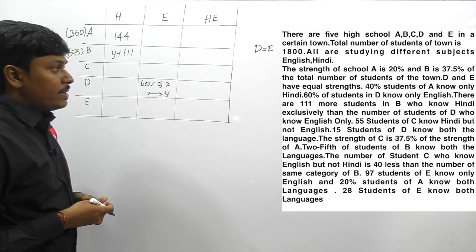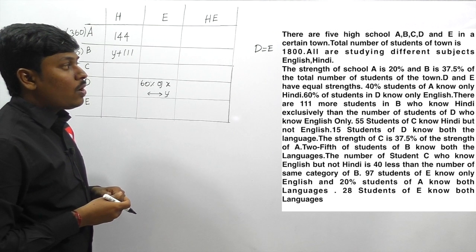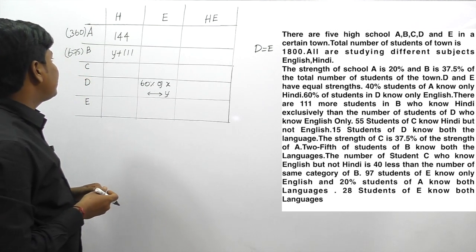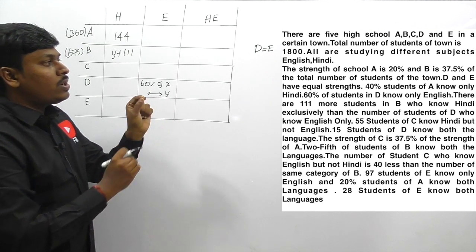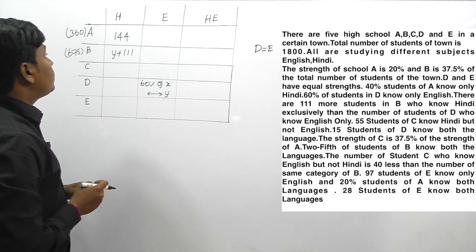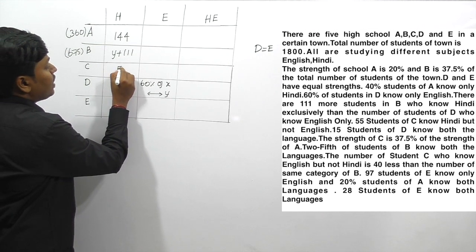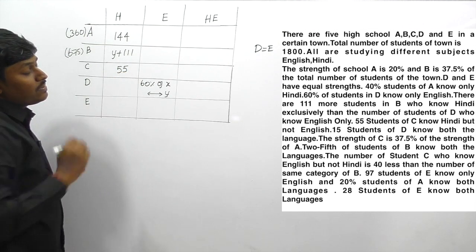Okay friends, next point. 55 students of C know Hindi. So friends, they are not saying 55%; they have directly given it, right? 55 students of C know only Hindi. So we can directly write this as 55.